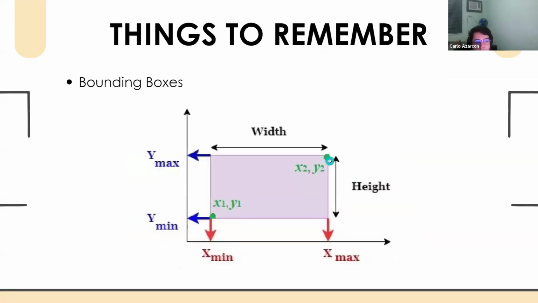Now for the things to remember, first is bounding boxes, which is a rectangular border that defines the location of an object in an image. The example here shows a format that uses 2 points on opposite corners, which are x1, y1, x2, y2, where you can already enclose the object in a box.